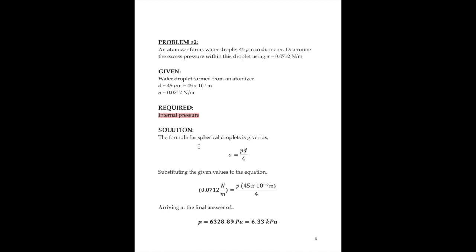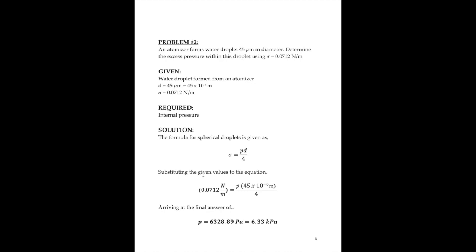So for the solution, the formula for the spherical droplet is given as shown on the screen. The surface tension equals the internal pressure multiplied by the diameter of the spherical droplet divided by 4. Remember that this formula is already given for problems concerning spherical droplets.